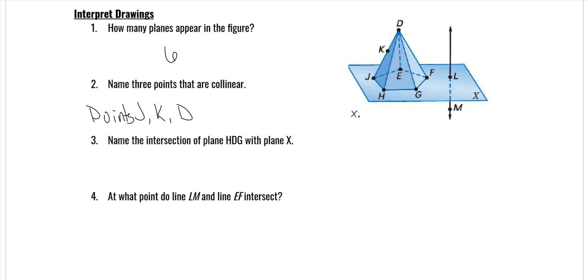Name the intersection of plane HDG. So let's find plane HDG. That's this front face triangle of this pyramid. So that's plane HDG with plane X. Plane X is the bottom. So this whole thing is kind of like a pentagonal pyramid sitting on a piece of paper, and X is the piece of paper. So where they intersect is this. Remember, two planes always intersect at a line. In this case, it's actually a segment, but you get the idea.